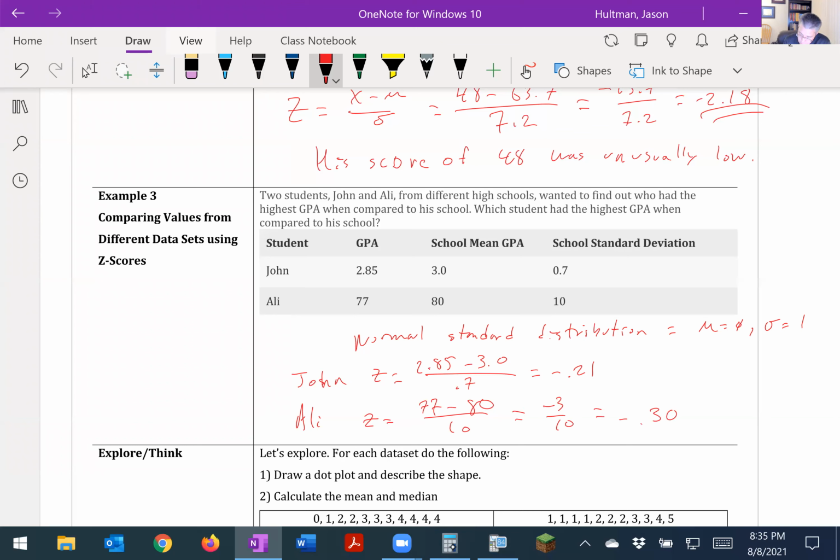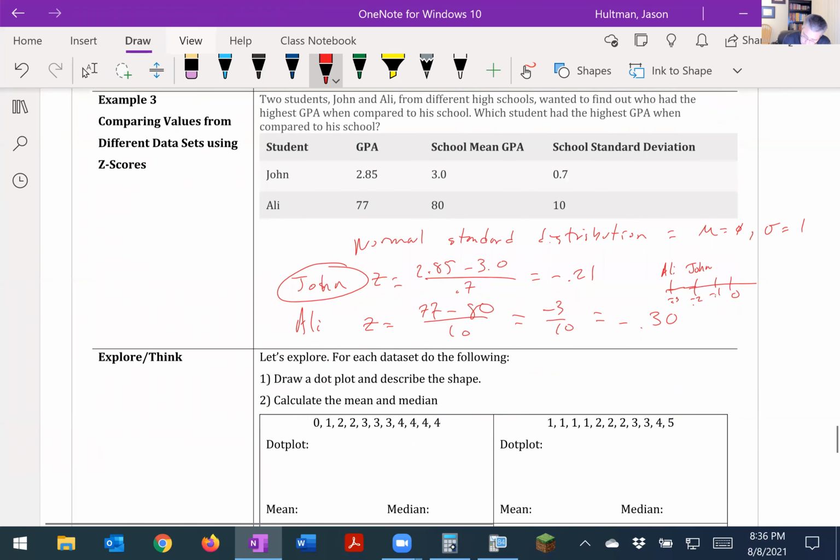So, which student had the higher GPA? Well, if we look at a number line and we're at 0, right? So where is negative 0.1, negative 0.2, and negative 0.3? Ollie's is lower than John's, right? So who had the higher one? John. John was higher.